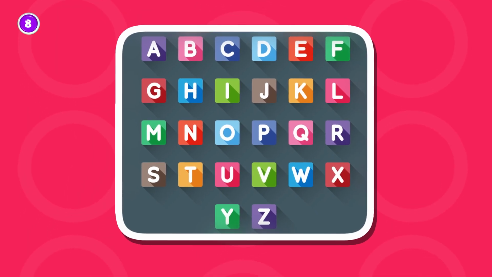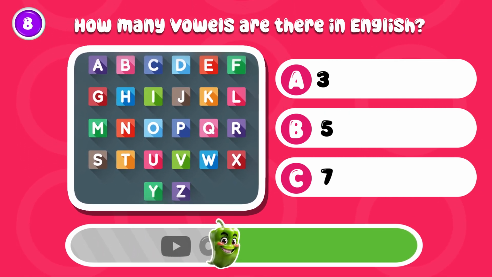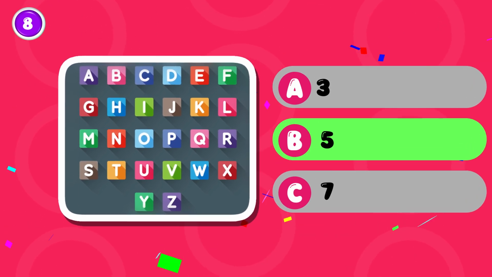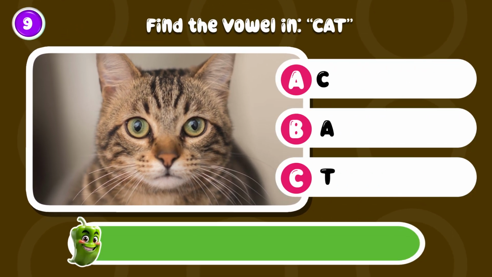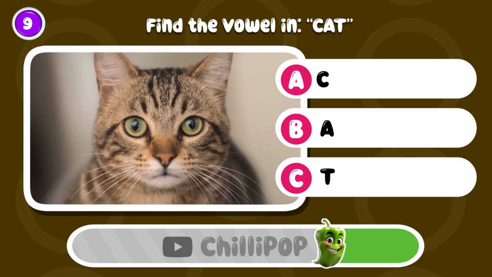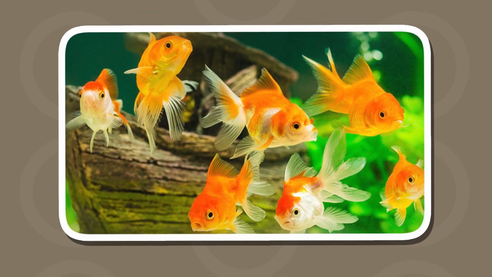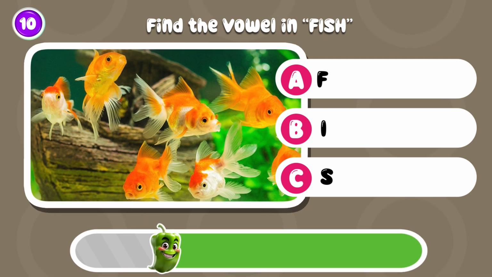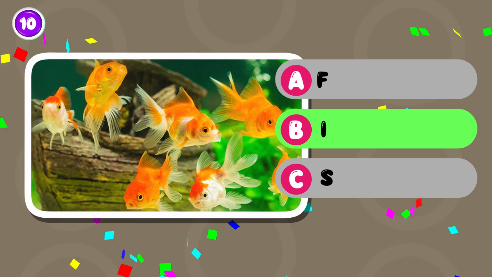How many vowels are there in English? 3, 5, 7. 5. Find the vowel in cat. C, A, T. A. Find the vowel in fish. F, I, S. I.